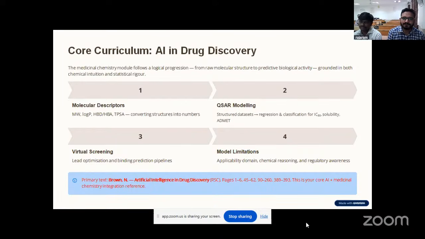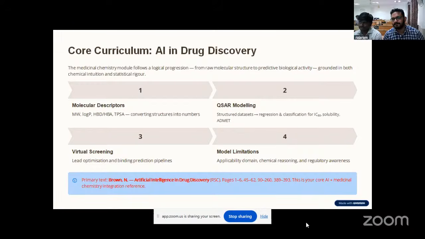Now coming to virtual screening. This is for optimizing the lead. After we get a lead molecule through various pipelines, finally we want to see how many molecules out of a library are really screened and come under our requirements. Next, going to the model limitations, we'll see on what domain it can be applicable. There we have to use the regulatory bodies like the US FDA to check whether it comes under the limitations or not.